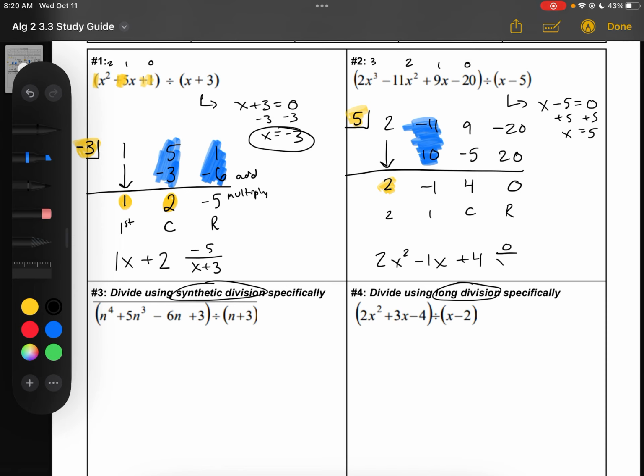We always want to write that remainder. So here is 0 over x minus 5. So again, in this case, in future courses, you don't have to write that, but it's just good to get in the habit of always writing down a remainder. That way you don't forget that as a place value holder.